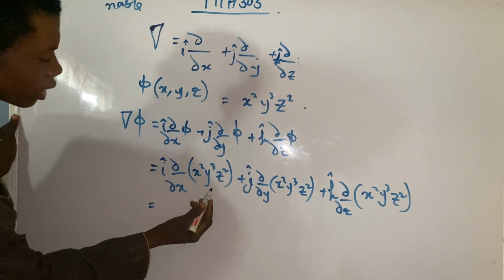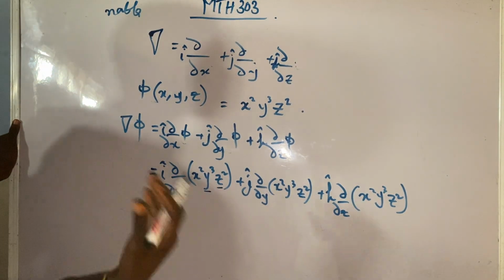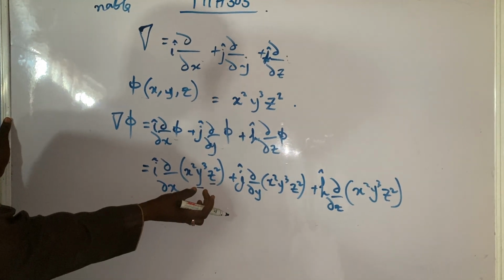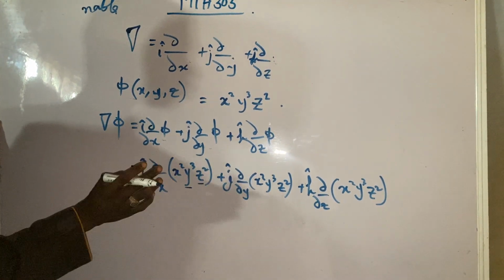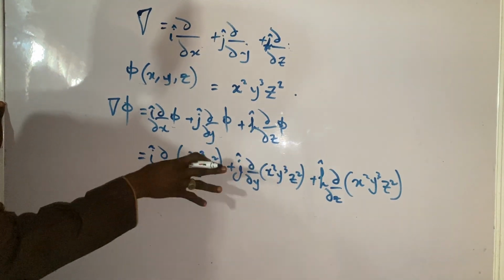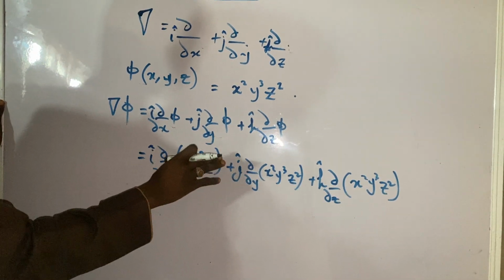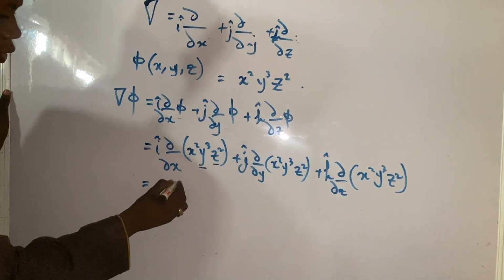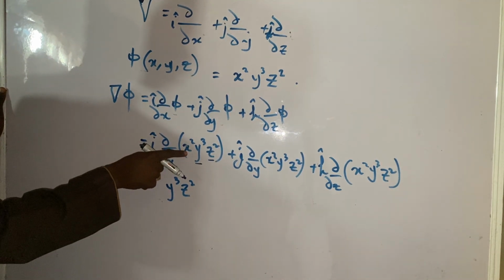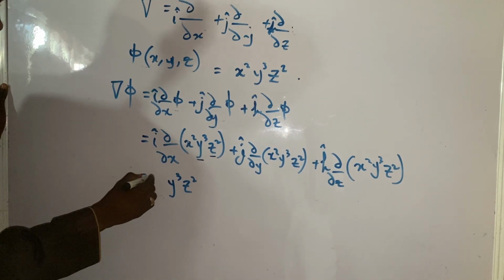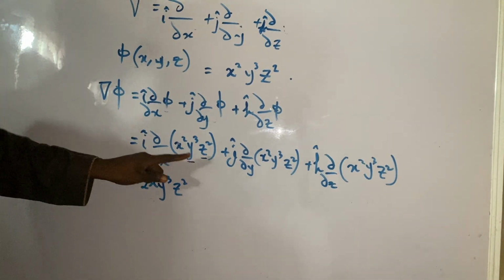That means we will treat y and z as numbers. Assume they are, if this is 3 raised to power 3 and this is 4 raised to power 2, you will just write them out because they are constants. So we are treating them as constants. So let's treat them as constants: y cubed z squared. Then differentiate the x. That is 2x. We've treated them as constants.